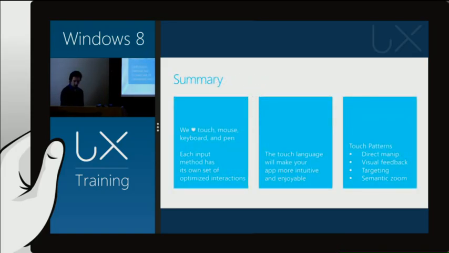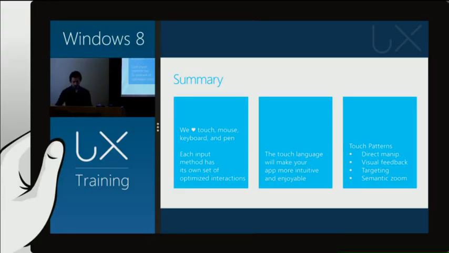So just a very quick summary. Think about touch, mouse, and keyboard, and Pen when you're designing your app. Design touch first, but make sure that mouse and keyboard are all great. And we really want to optimize for each input method.